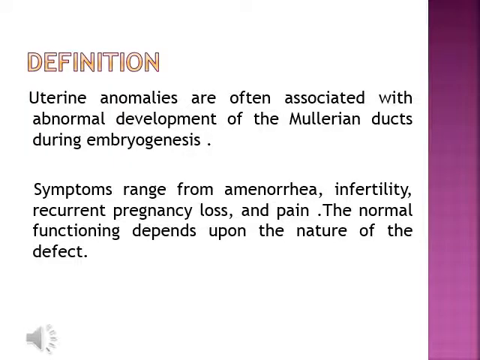Let's see the definition. Uterine anomalies are often associated with the abnormal development of Mullerian ducts during the embryogenesis period itself. So this uterine anomaly starts from the embryogenesis period, usually due to the abnormal development of Mullerian ducts, and the symptoms can range from amenorrhea, infertility, recurrent pregnancy loss and pain. The normal functioning of the uterus always depends upon the nature and the type of defect.